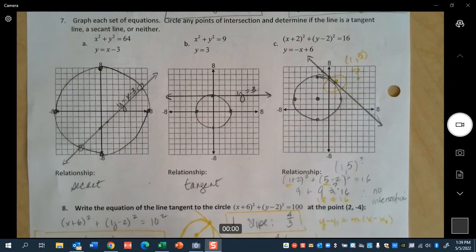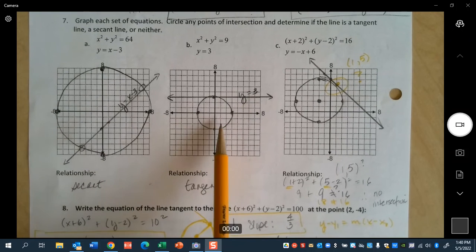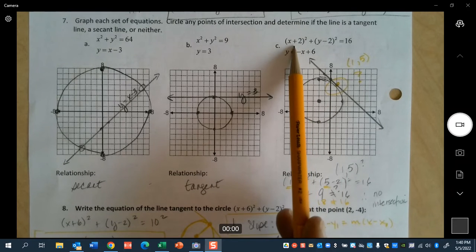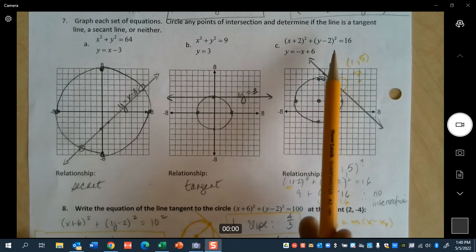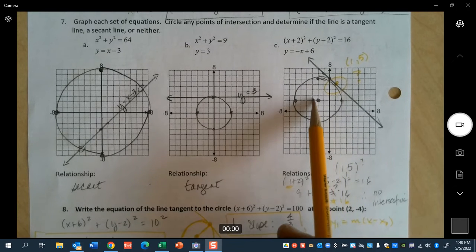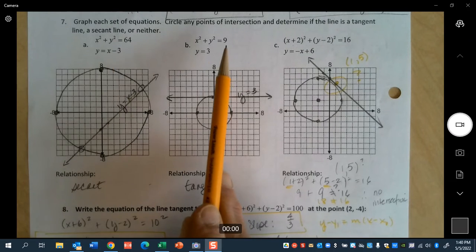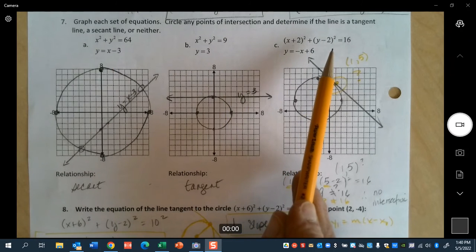So 7 was kind of cool. Graphed each set of equations. That first was a circle. A and B are centered on the origin because there's no left or right movement for the x and y. C circle went to the left 2 and down 2 or up 2. So left 2, up 2. A radius of 8, a radius of 3, and a radius of 4.